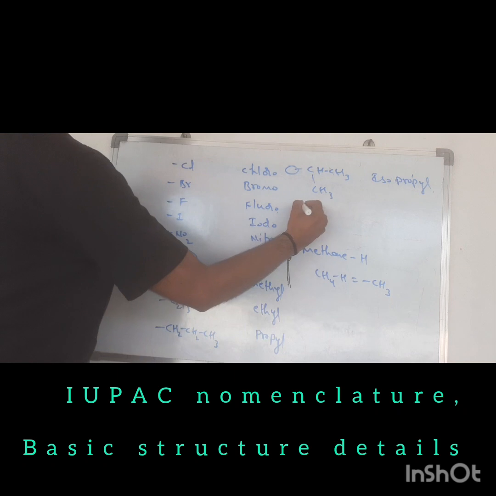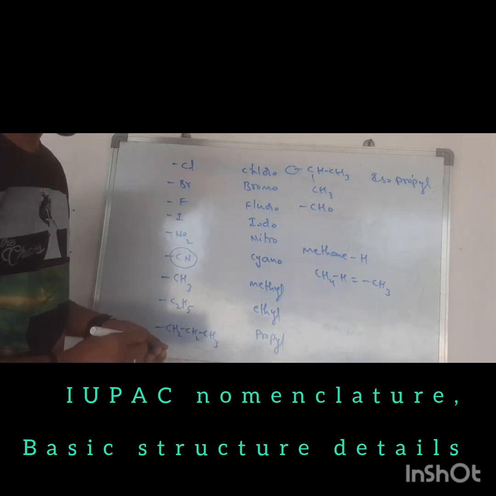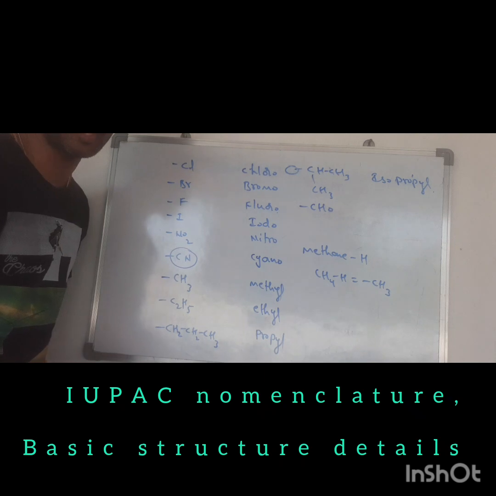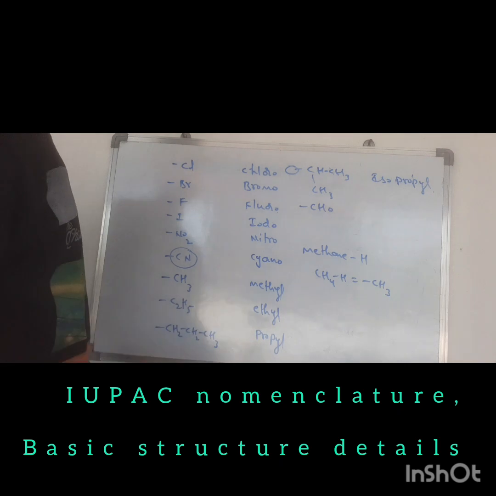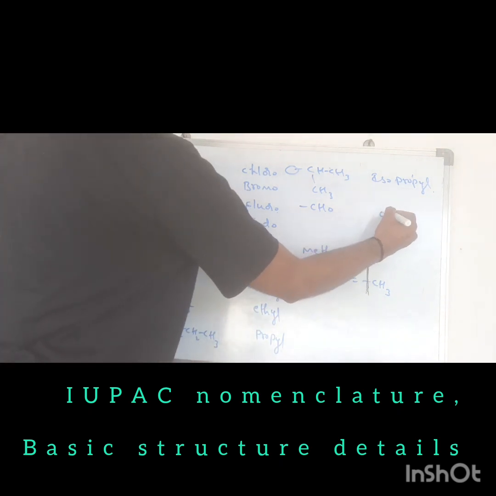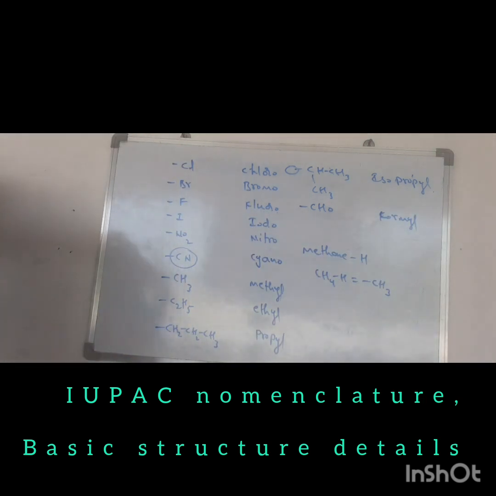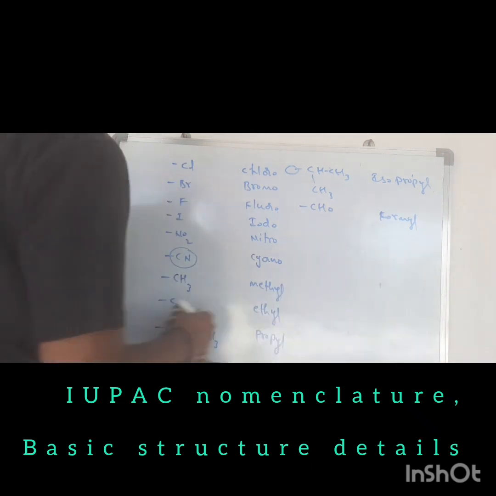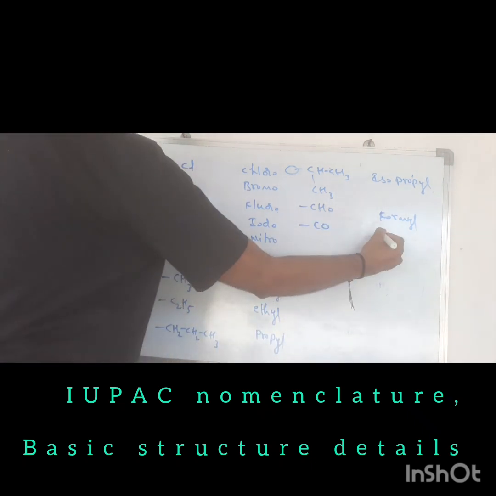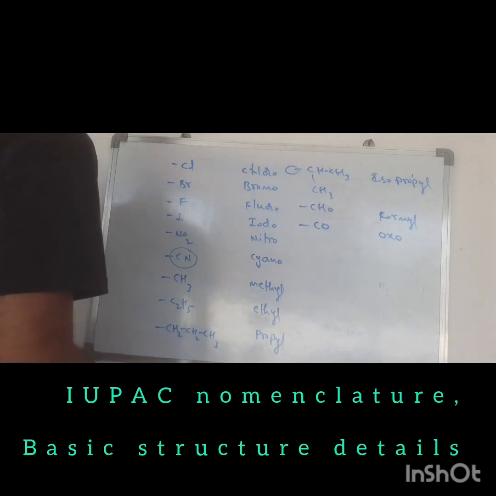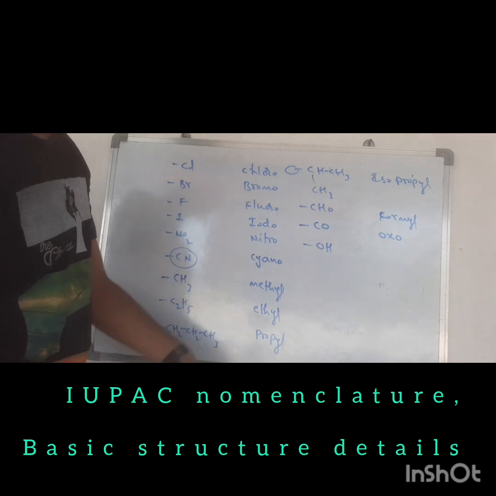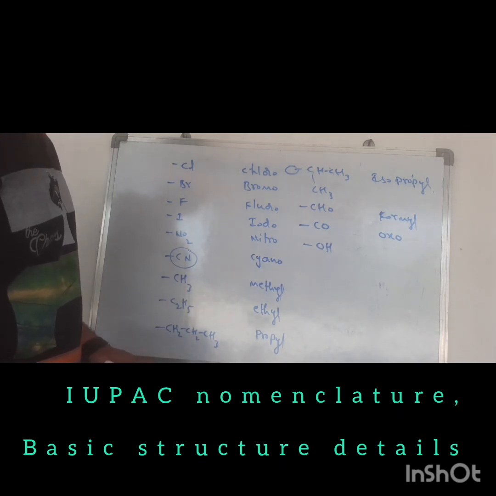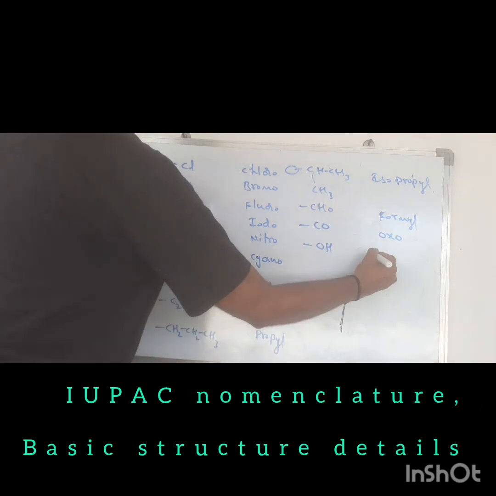For example, if the aldehyde CHO group is treated as a substituent, even though it is a functional group where we use the suffix al, we have to use formyl. We have to use the word formyl for aldehyde. Next, a ketone as a substituent is called oxo. One more, OH: generally, when treated as a functional group, we use the suffix ol, but here we have to use the word hydroxy.